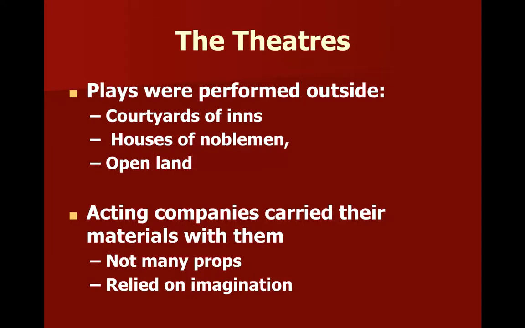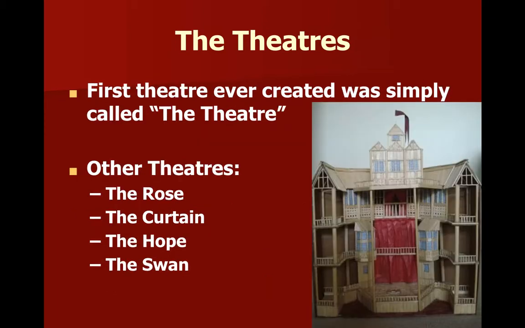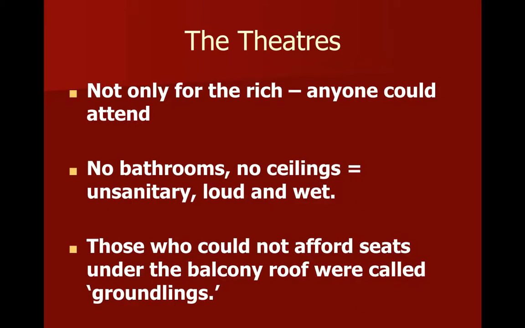The plays were performed in many places, in courtyards and houses and open land. We talked about this on Friday about limited sets and how you always had a prologue where someone would kind of speak about what was taking place ahead of time so that you could know what was going to take place. It required a lot of imagination. And in the 1500s, the entertainment was going to the theaters. The first theater was simply called the Theater. Some of the other common ones were the Rose, the Curtain, the Hope, and the Swan.